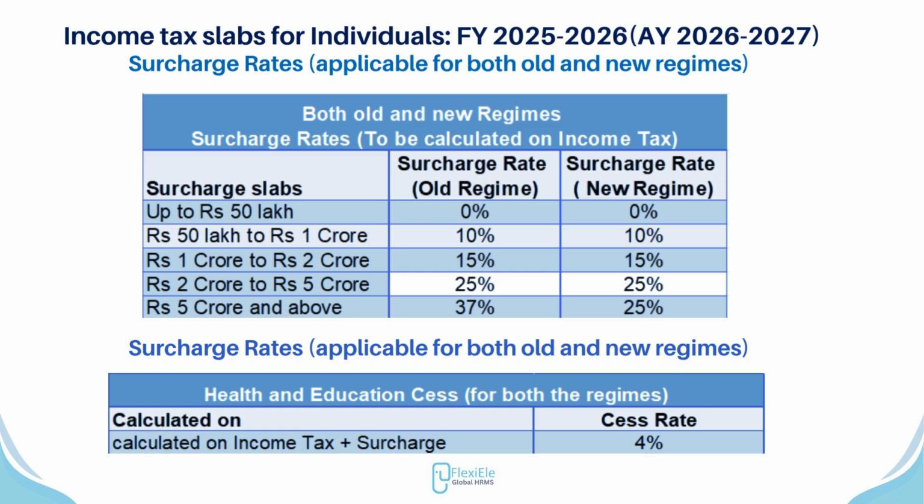And what's this health and education cess? No matter your income level, everyone pays an extra 4% on their total tax, including surcharge. It's earmarked for improving healthcare and education in the country, a way for everyone to chip in for national well-being. In short, surcharge is like a luxury tax for high earners. Cess is everyone's contribution to a better India.